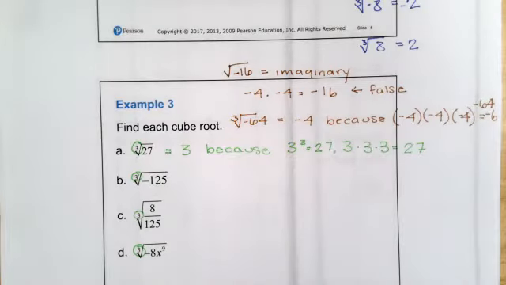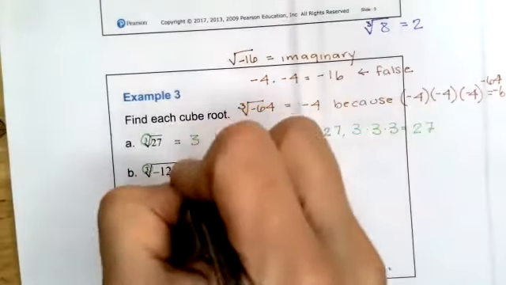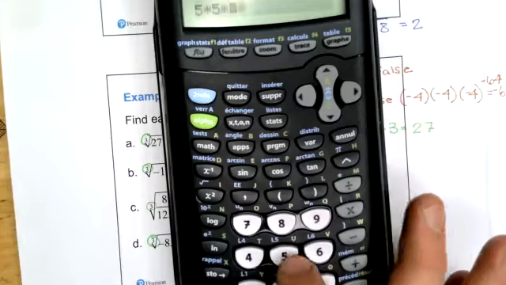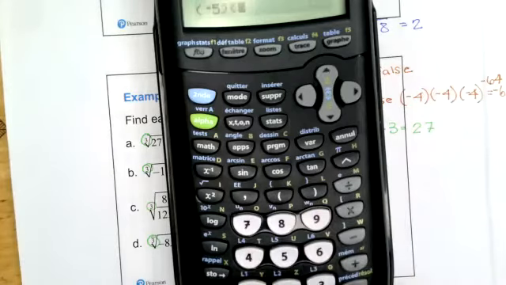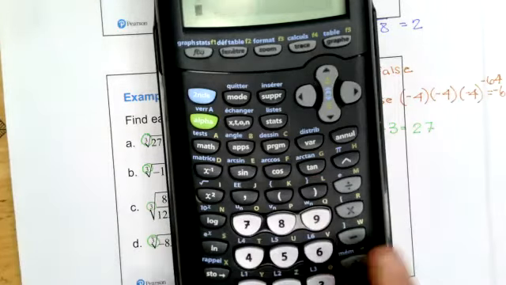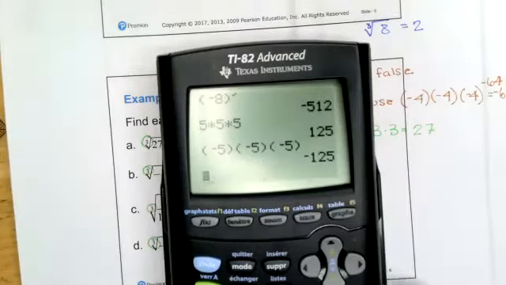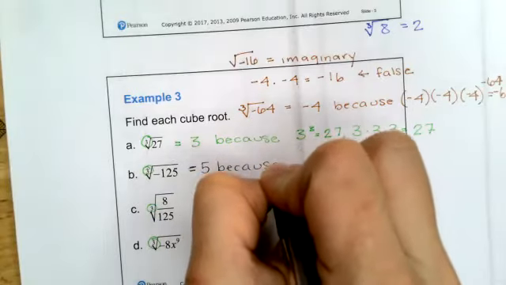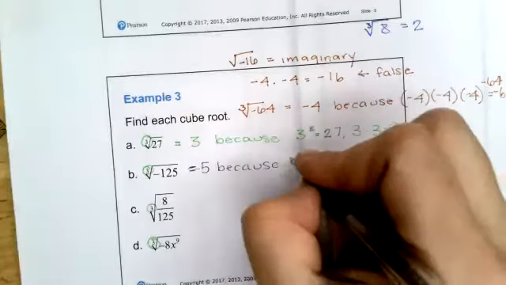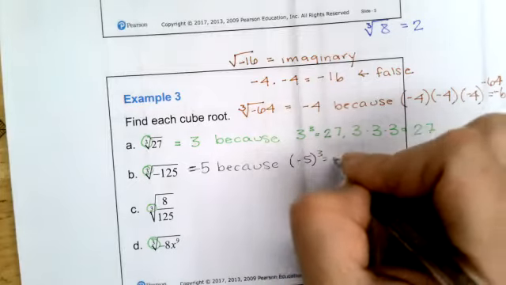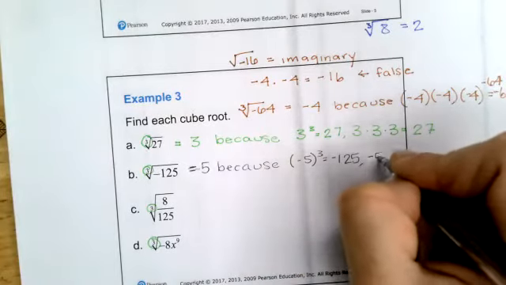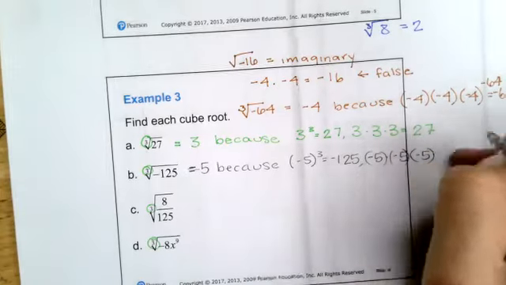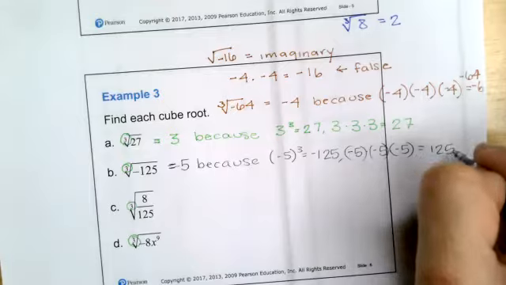So let's look at the next one. The next one is the cubed root of -125. So we know that 5 times 5 times 5 is 125. -5 times -5 times -5 is -125. So the cubed root of -125 is, oops, I'm sorry, it's -5, because -5 cubed is -125. -5 times -5 times -5 is -125.